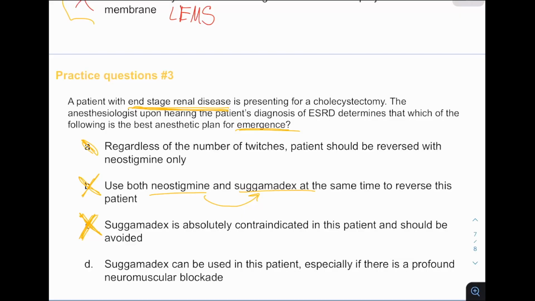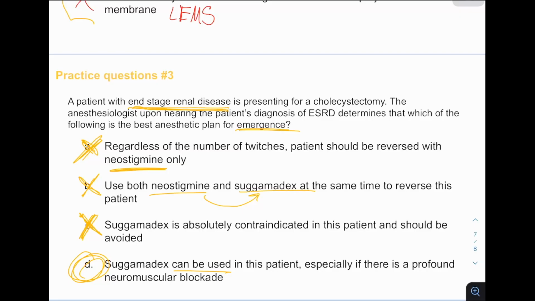Now, choice A is also incorrect, saying regardless of the number of twitches, the patient will be reversed with neostigmine only. That is incorrect because neostigmine will not work effectively for patients with 0 or 1 or even just 2 twitches. Really, neostigmine is great when the patient has 3 or 4 twitches. In cases where a patient has 0, 1, or 2 twitches, you really want to use sugammadex. So the correct answer for this practice question, where the patient has end-stage renal disease, is that sugammadex can be used in this patient, especially if there's a profound neuromuscular block, given you just think about the theoretical risk.